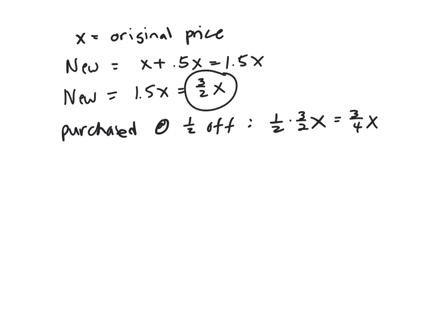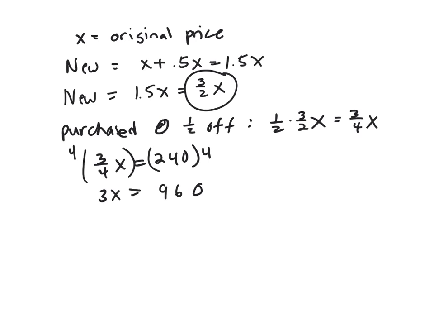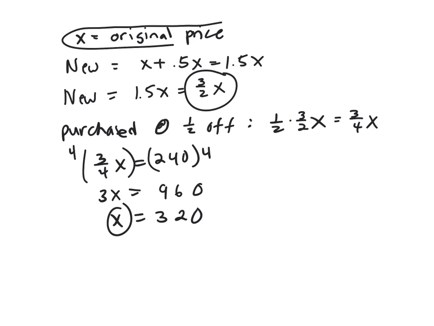And then the problem says she paid $240. So 3/4 x equals 240. Let's multiply both sides by 4. And that gives me 3x equals 960. Divide both sides by 3, and that gives me 320. That's x, and we set x up to be the original price. That's your number.